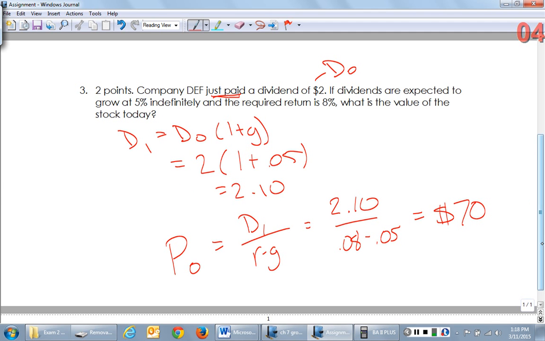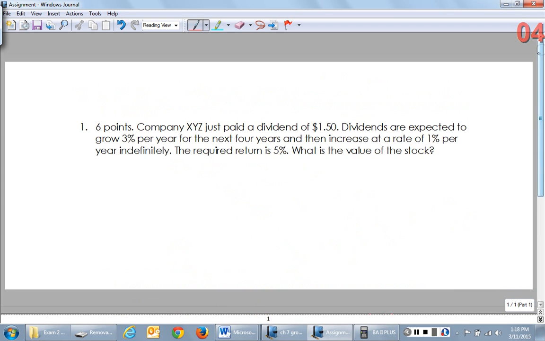So now we can go back to number 1, the most difficult of the problems. Here we see Company XYZ just paid a dividend of $1.50. Again, we see those words just paid. Because they have just been paid, then $1.50 is D naught. It won't be included in our calculations. It's only there to allow us to calculate the next dividend payable.